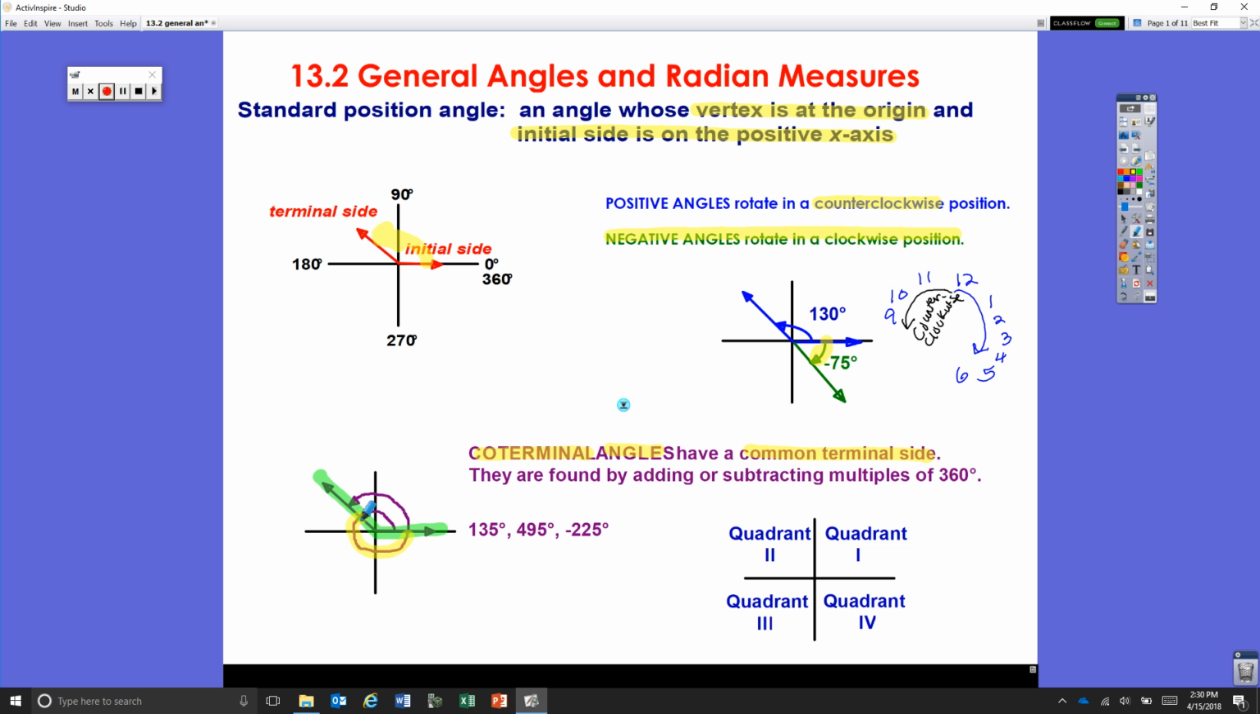Just to refresh your memory, quadrants. We have our coordinate plane. This is quadrant 1, quadrant 2, quadrant 3, quadrant 4. The quadrants should make a C for coordinate plane.